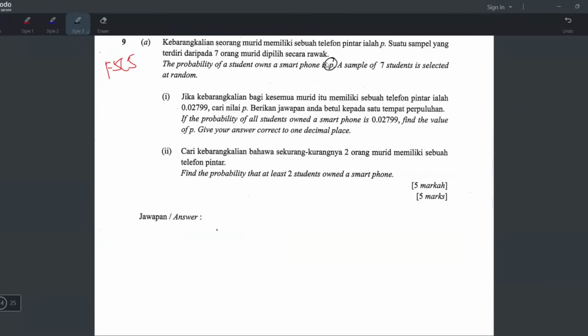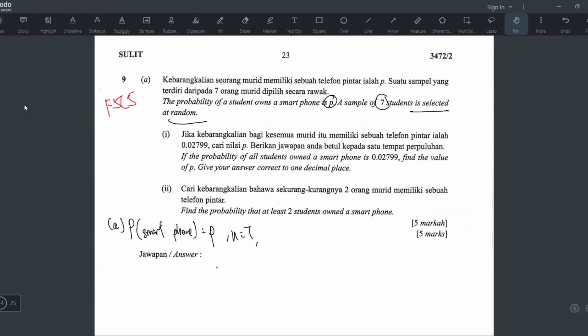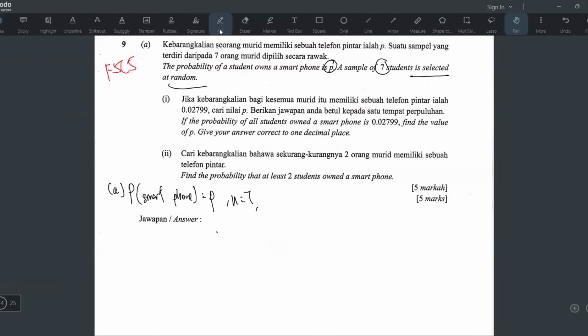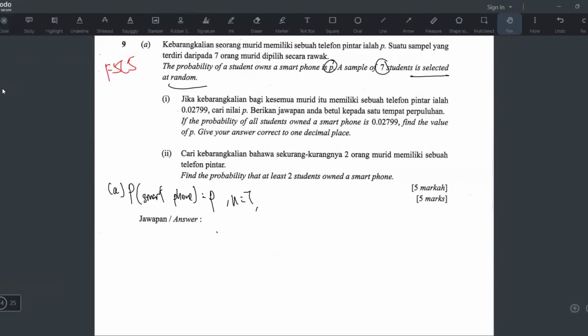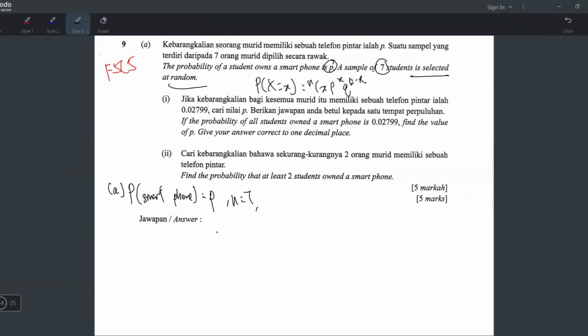So they say the probability of smartphone is P. So for this information, I'll just write like that. Probability of smartphone is P. So those who use a smartphone, the probability is P. It means they don't want to tell you the P. And then the sample of 7 students is selected at random. That's the N. When you're doing the binomial distribution, you need to find out the NPQ, and then you can use the probability formula. Because the formula for probability is P(X = x) equals nCx, P power x, Q power n minus x. This is the formula we will be using later. Find probability. For binomial distribution, we will always use this.